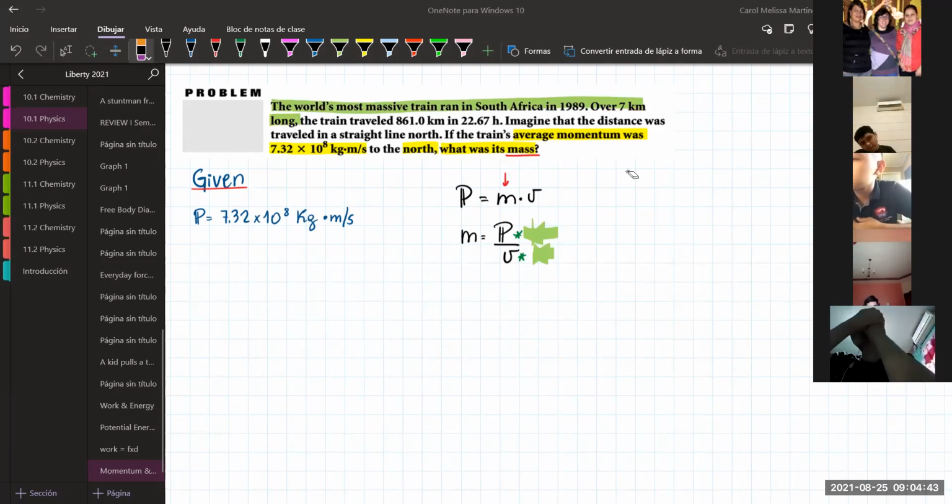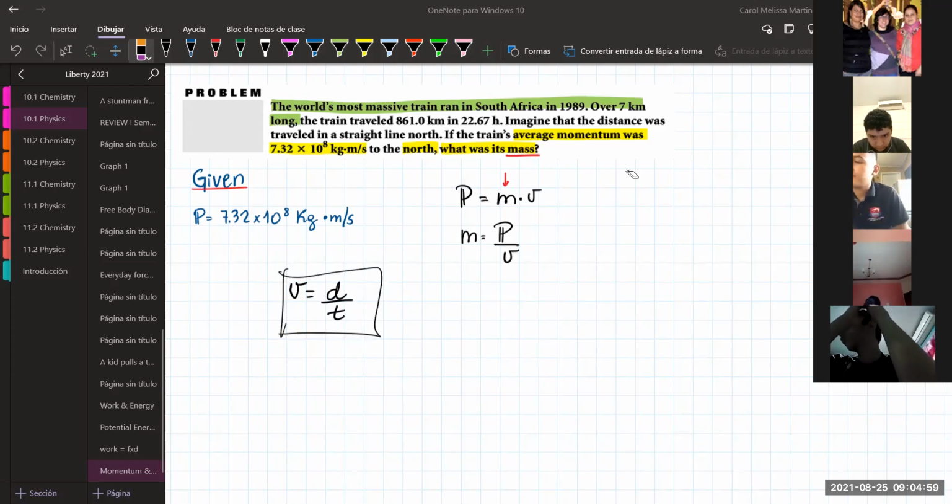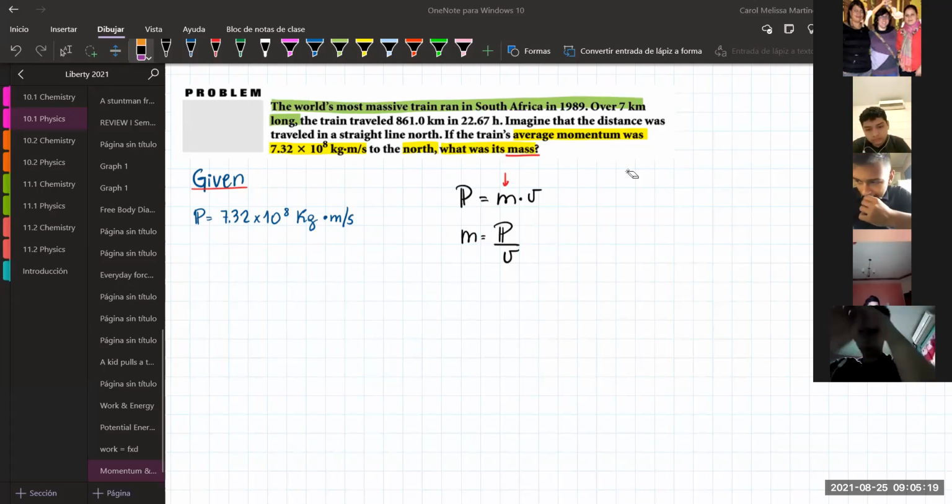Now you have to remember that velocity is a kinematic equation. We have a kinematic equation for velocity that says velocity equals distance over time. This one I gave it to you in the presentation. So in this problem, it's not giving you the velocity, but it's giving you the distance traveled and the time it took for the train to do it. Okay? So sometimes the velocity won't be given, but you can get it easily.